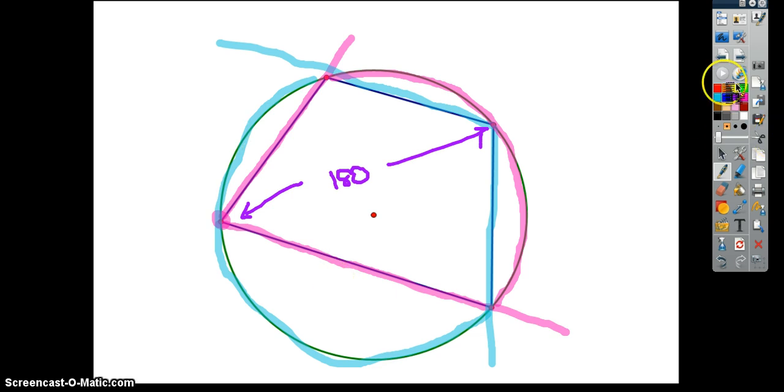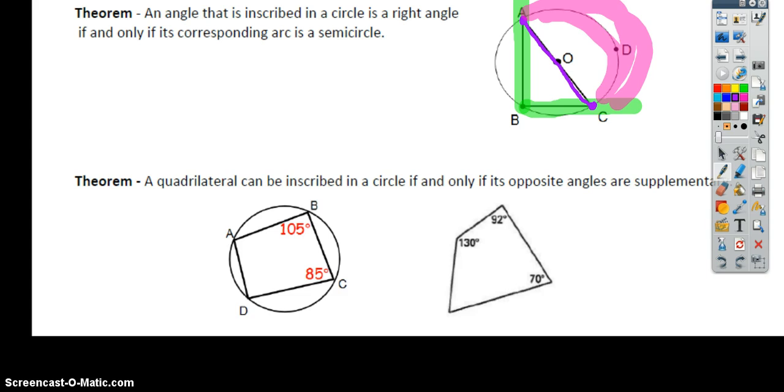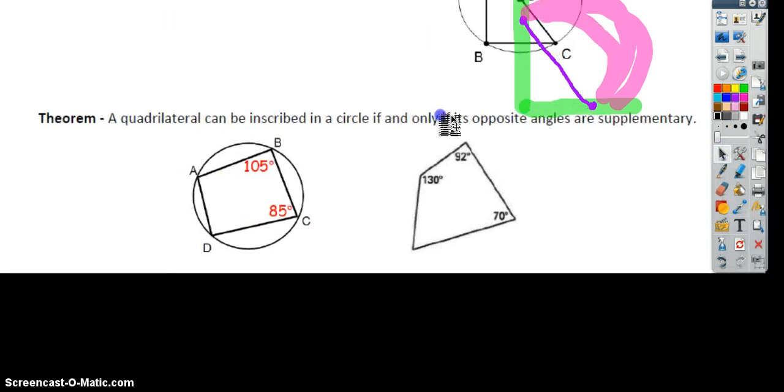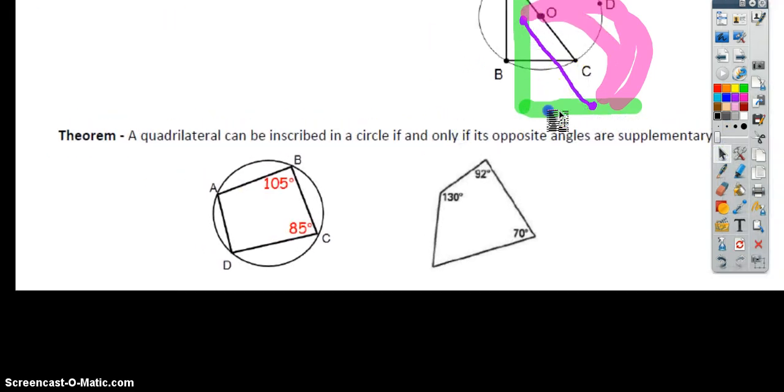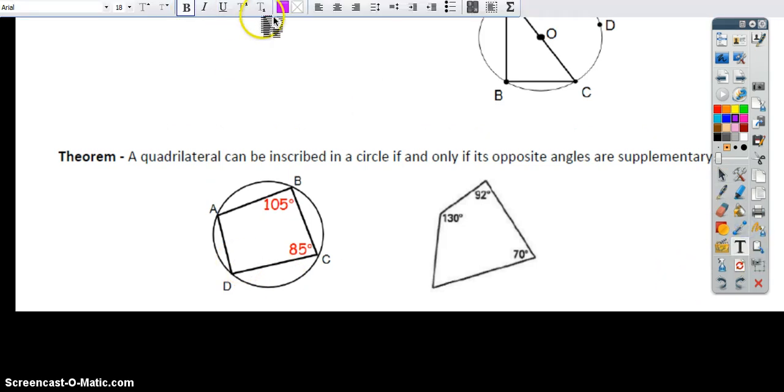And that is what this theorem is saying. A quadrilateral can be inscribed in a circle if and only if its opposite angles are supplementary. Okay, so we've got B and D are opposite angles. So that means in that picture, and let's see if I can make this a little smaller.